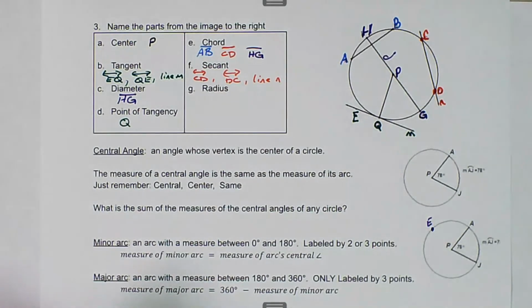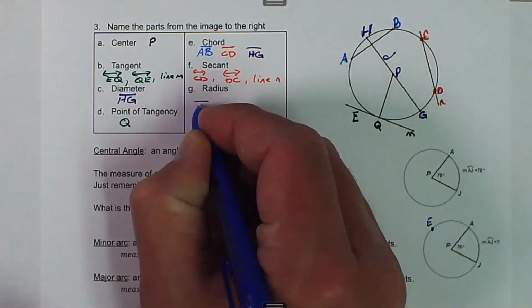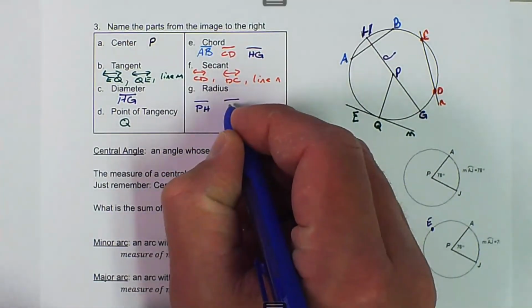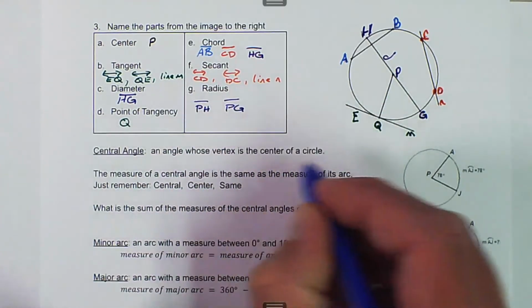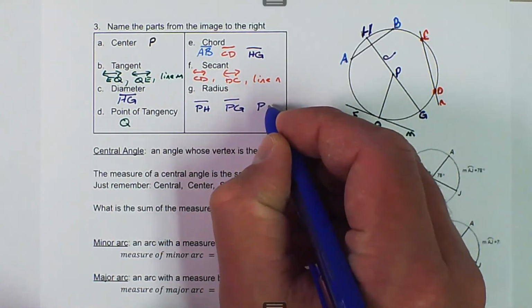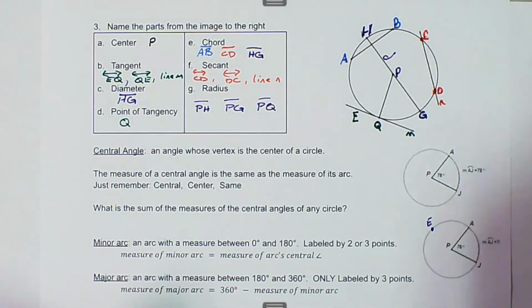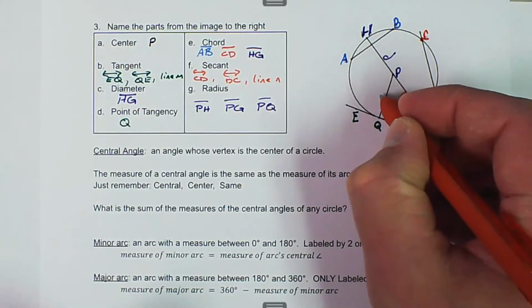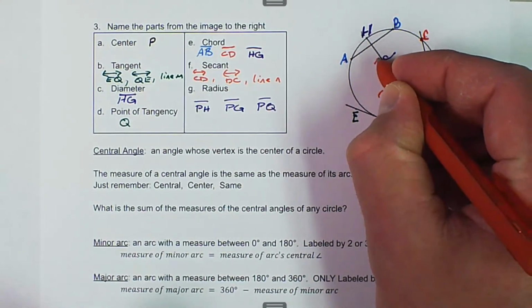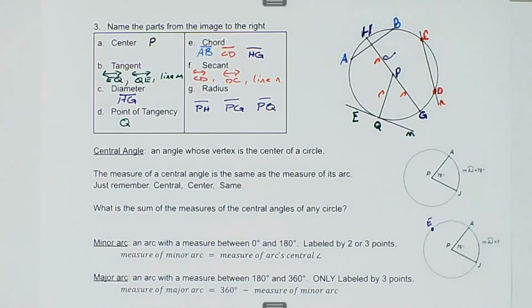And then the last one is radius, and we have a few radii here. We have the radii PH, so we have line segment PH, we have line segment PG, and we have line segment PQ. Those are all radii. So we got a radius, and a radius. Those are all the segments that go through the center and connect to the outside of the circle.